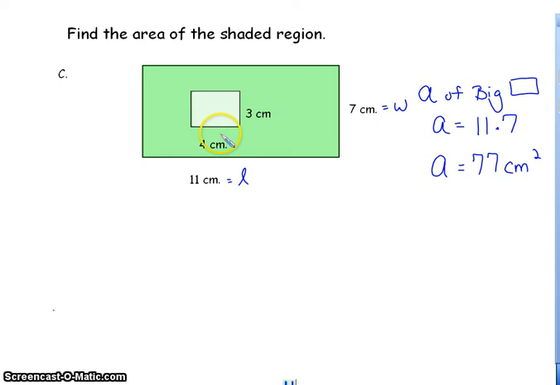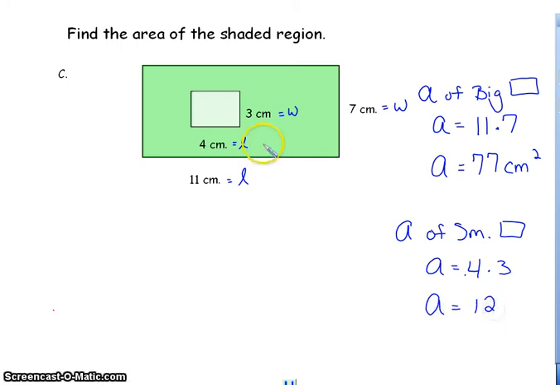But since I just want to find the area of the shaded, what I need to do is take out this hole in the middle. Okay, so I need to remove that area from the total figure. So I'm going to find the area of the small rectangle. Okay, and I'm going to say this is my length and this is my width. So 4 times 3, and the area of my small rectangle is 12, and once again, centimeters squared.